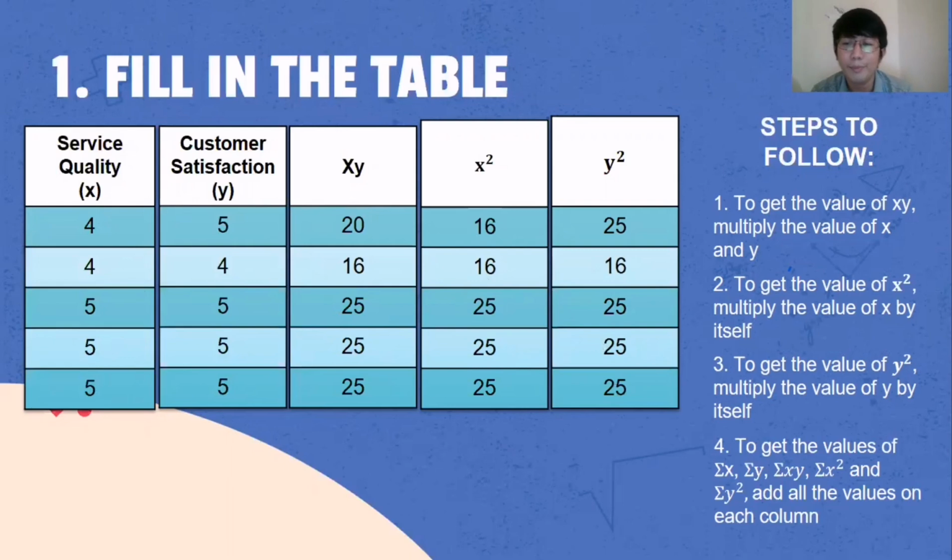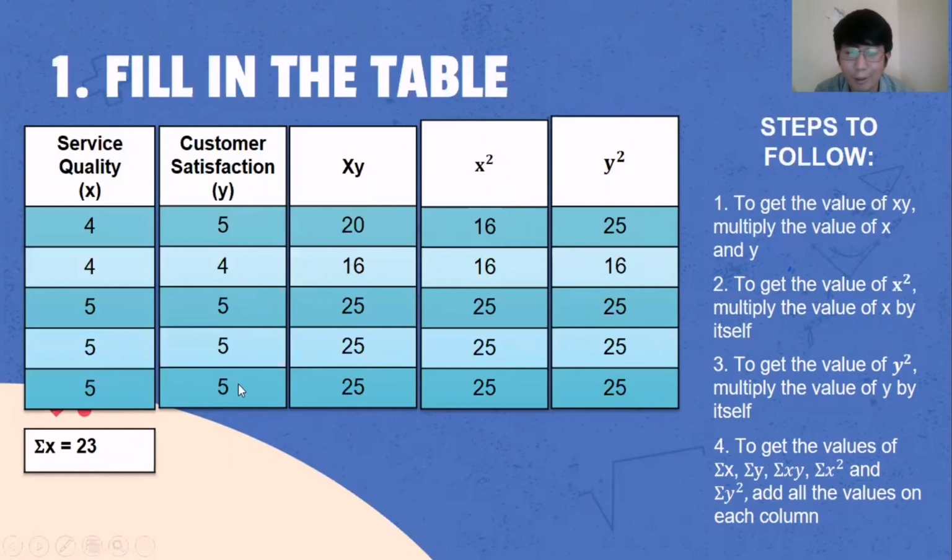Next step, to get the values of summation of X, summation of Y, summation of XY, summation of X squared, and summation of Y squared, add all the values on each column. It means we will be adding all the scores, all the values. Then that could be the answers for the different values. First one, 4 plus 4 plus 5 plus 5 plus 5, 23. Next, 5 plus 4 plus 5 plus 5 plus 5.